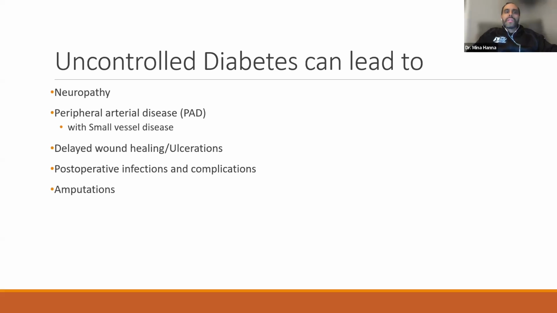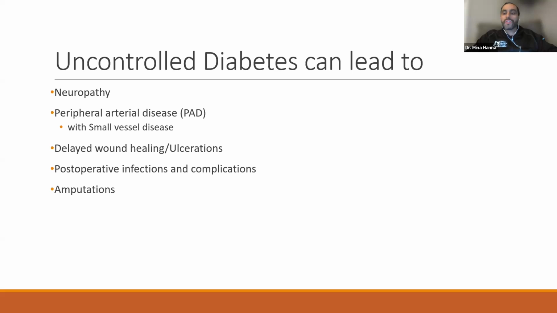So uncontrolled diabetes can lead to a variety of things. It can lead to neuropathy, meaning abnormal nerve function, which can lead to lack of sensation, numbness, tingling, burning, and severe pain. Peripheral arterial disease, which is decreased circulation in the lower extremities, which can lead to gangrene and non-healing ulcerations.